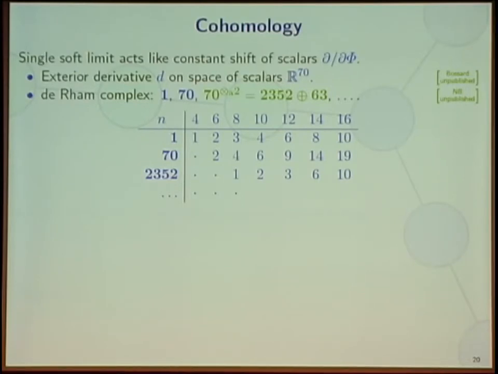So for that, we should look at the single soft limit as a constant shift of scalars. So when we have our counterterm, it's like a derivative with respect to the scalar, which is the same as taking an exterior derivative on the space of scalars, which is R^70. And in fact, for the exterior derivative you have the de Rham complex. So you should not just look at the singlets and the 70s, but also the antisymmetric combination of two 70s, which are these representations. And also we can list those operators which are supersymmetric.